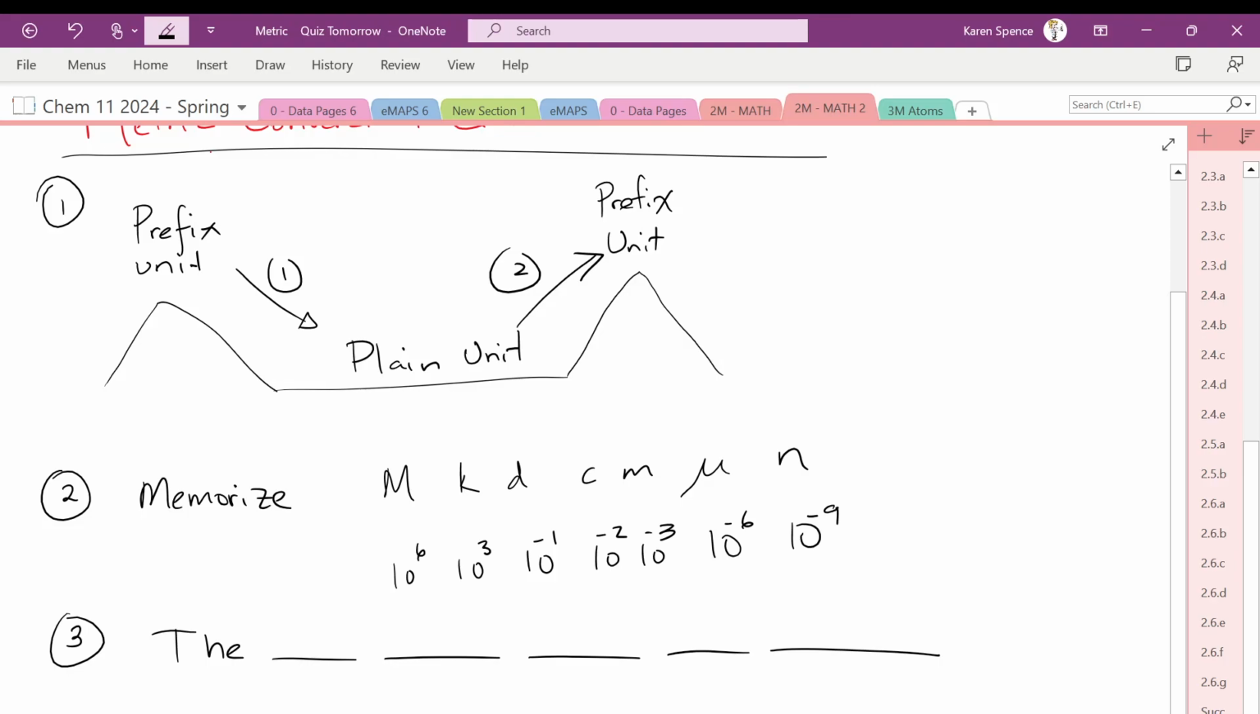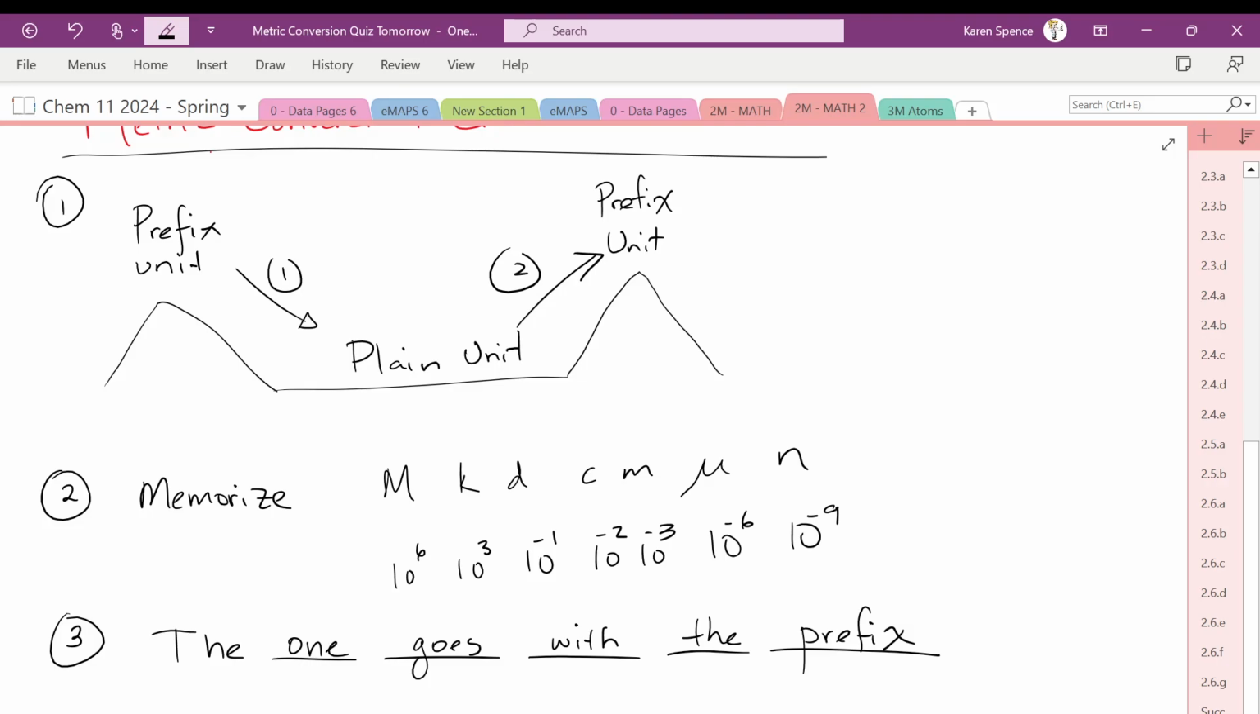You all said yesterday, I will never forget this. The 1 goes with the what? Prefix. The 1 goes with the prefix. Everyone sing with me. The 1 goes with the prefix. All right, very good. So that's going to help you remember where those go.